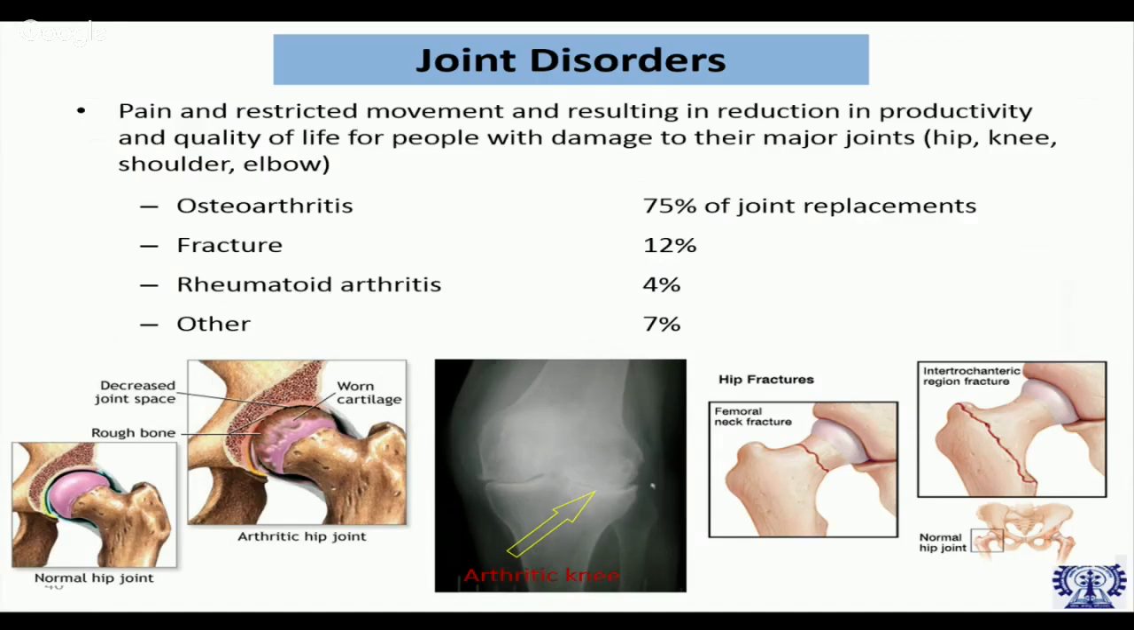We will show a lot about joint replacement, and we will discuss a lot more, but here you can see a normal hip joint and worn cartilage in an arthritic hip joint. Here is an arthritic knee, and you can see the joint space on the left condyle and the right condyle is different. You can see easily that the joint space has reduced, and the upper part of the bone is almost fusing into the lower part. So, hip fractures.